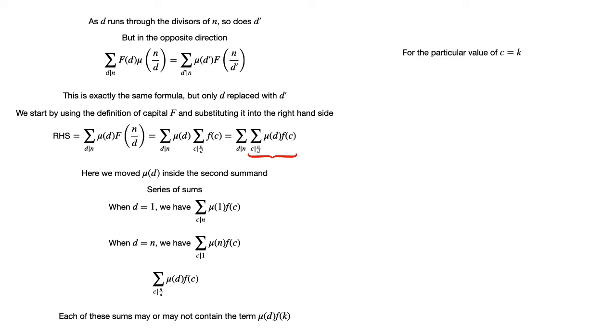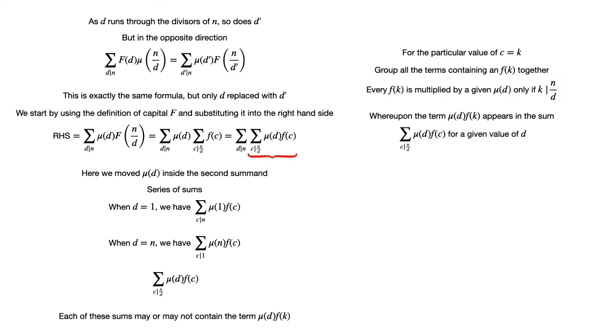We make an attempt to group all the terms containing an f of k together. Notice how every f of k is multiplied by a given mu of d only if k divides n upon d, whereupon the term mu of d into f of k appears in the sum as c divides n upon d of mu of d into f of c for a given value of d.